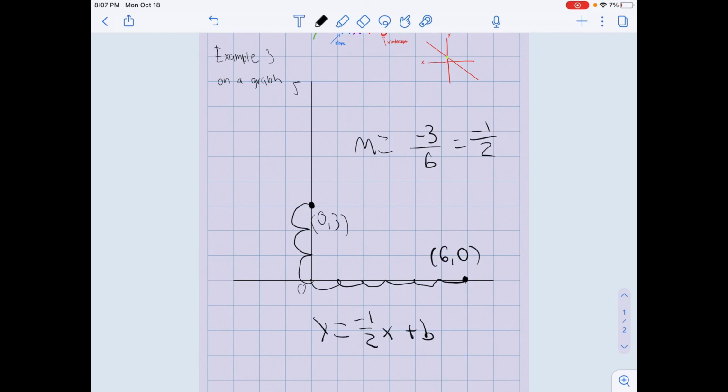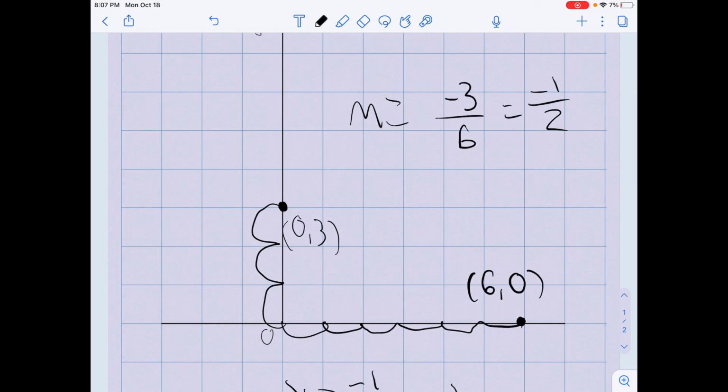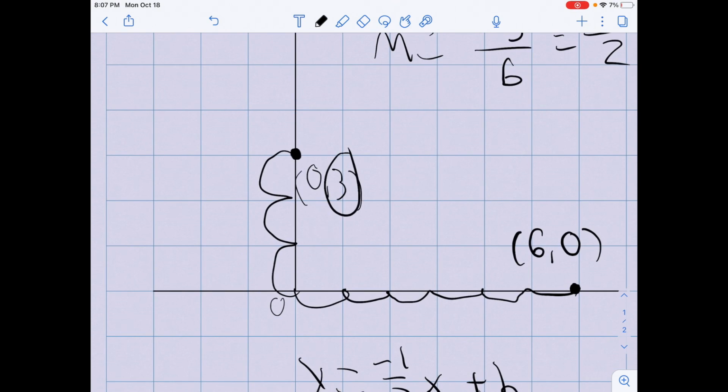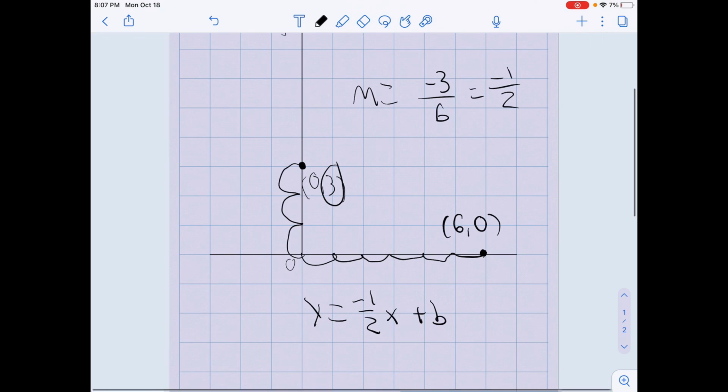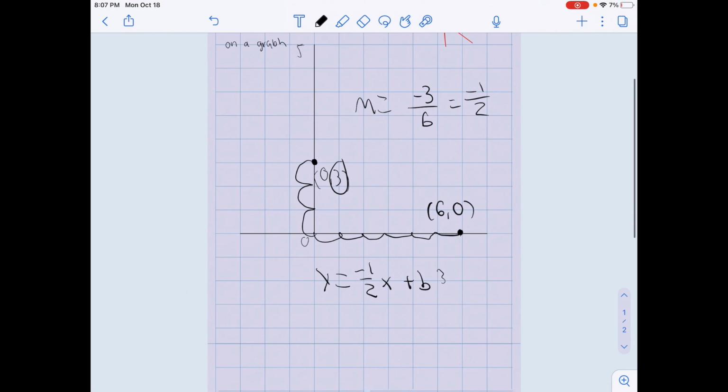And then our b, similar to the table, is going to be our y point, which in this case is going to be 3 here. We're going to plug in this 3 here. So y equals negative 1/2 x plus 3. It's going to be that.